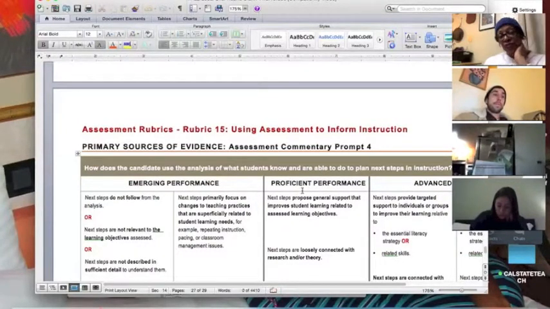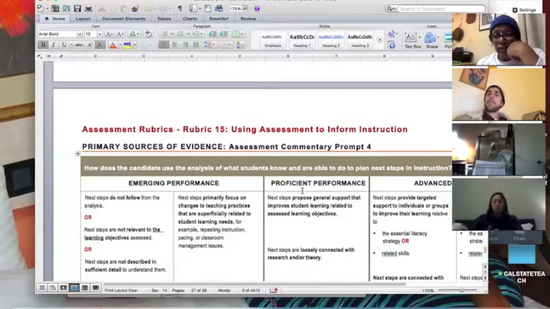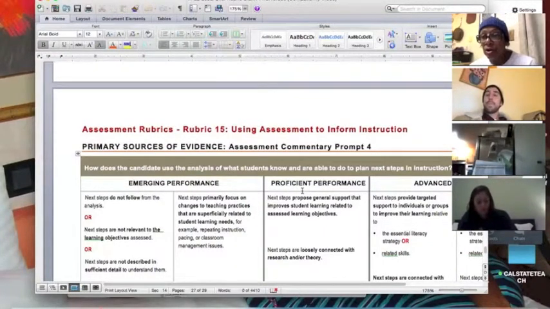Now the math is really interesting. You don't even have to teach that lesson. You just have to observe it. Actually, you don't even have to observe the lesson. The lesson just has to be taught in some way, shape, or form. You get the student work. You analyze the work and identify the problems in that work.